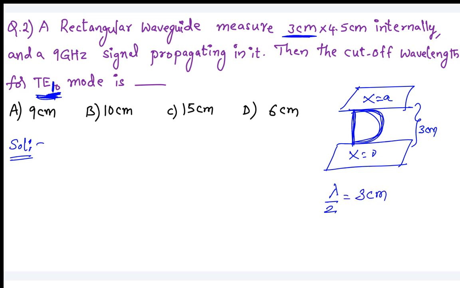So what wavelength do you get? 6 centimeter. That is the difference. If we go the conventional mathematical way, it takes longer, but if you really understand the concept, this approach is the easiest method.